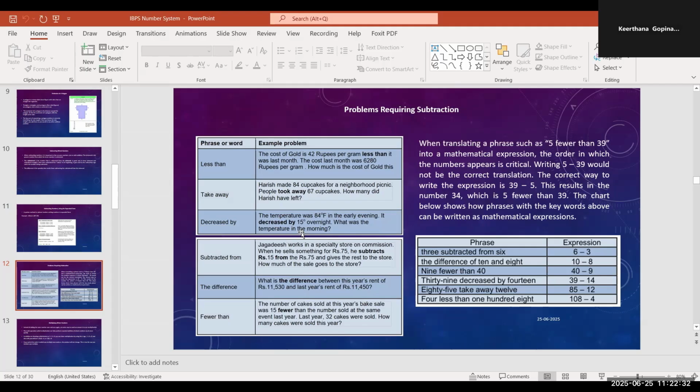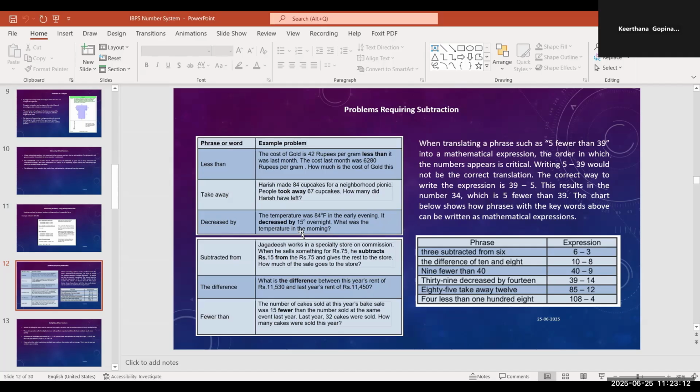So see this, when translating 5 fewer than 39 into a mathematical expression, the order in which the numbers appear is critical. For this session, we are only saying the minuend is always higher than the subtrahend. You will have to write that properly. Sometimes we get confused. We write the subtrahend before the minuend, and then our answer will be negative, right? For these problems, the answer is always positive. That is why in this session we are discussing these.